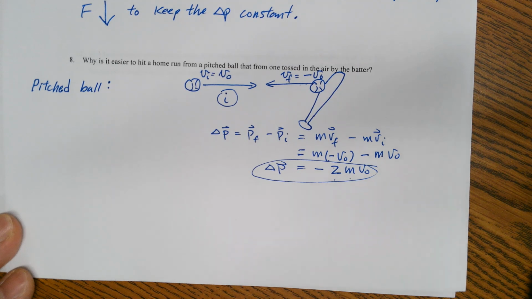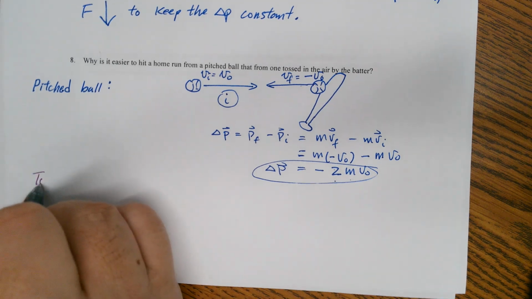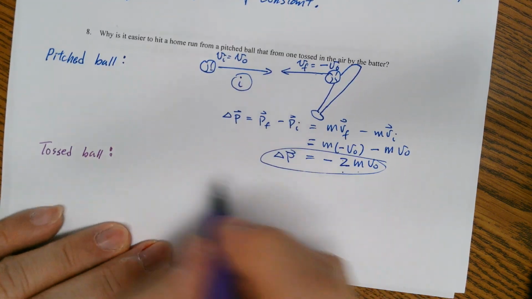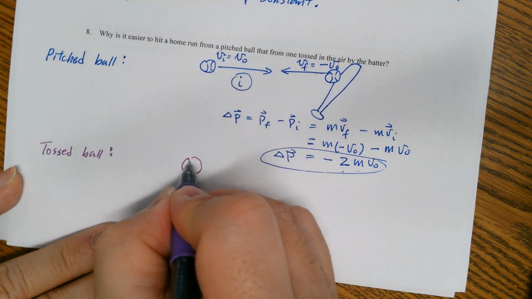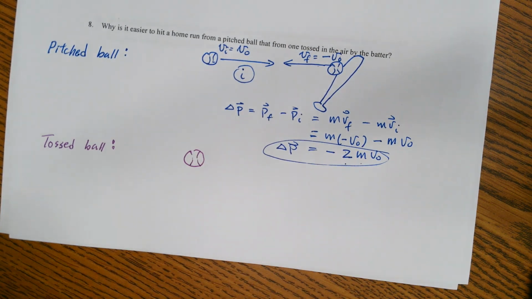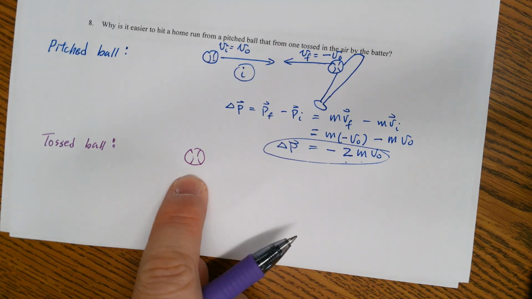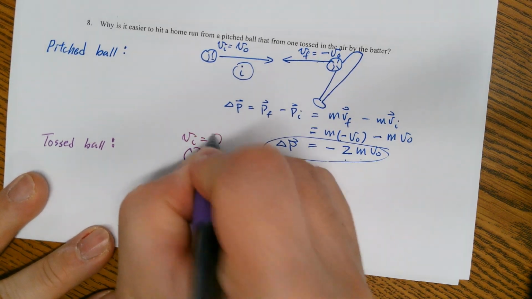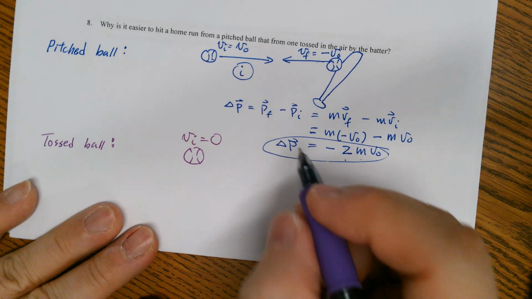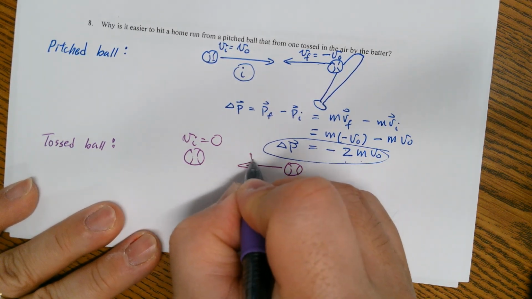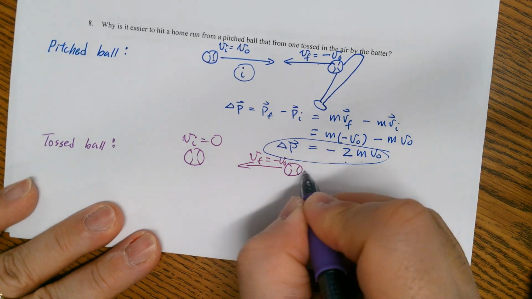However, if I look at the tossed ball, initially it's just up in the air when I hit it. When I hit it, it's virtually zero speed because it's only going up and down. There's nothing coming sideways. So the V initial is 0. And when it's hit out this way, let's say V final is equal to negative V naught by the bat.